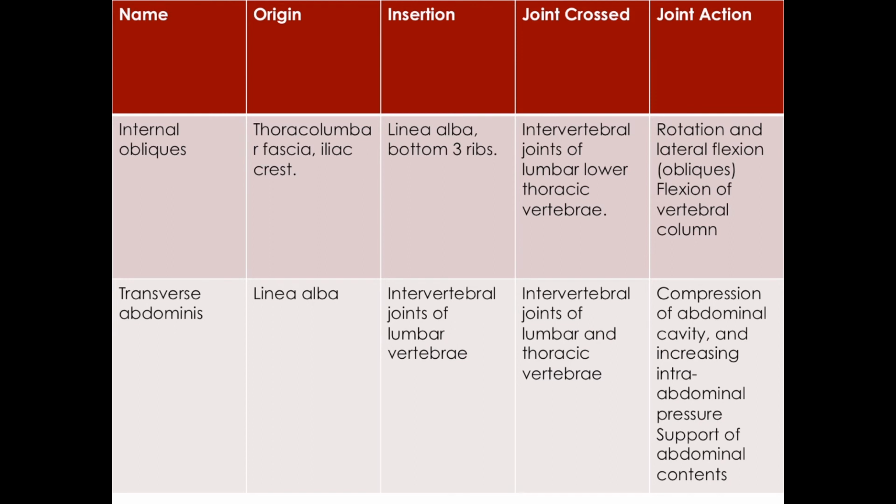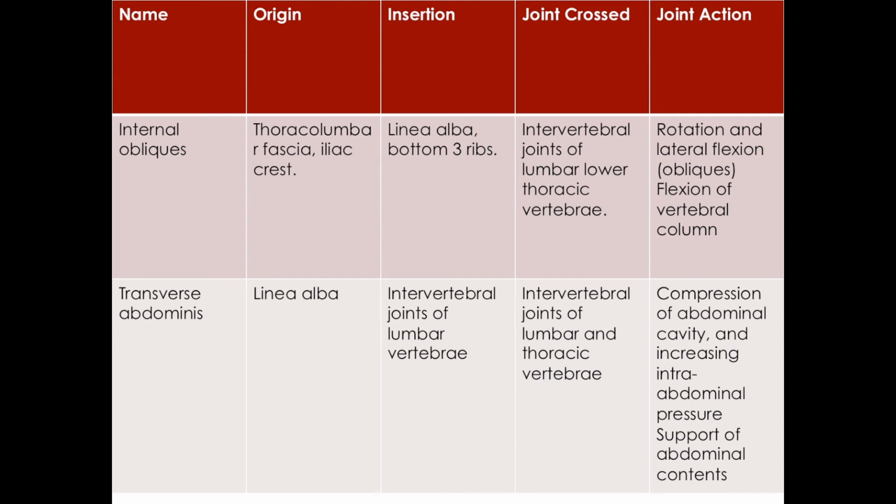The internal obliques originate within our thoracolumbar fascia, as well as on our iliac crest, and this muscle inserts onto the linea alba as well as the bottom 3 ribs. The joints crossed are our intervertebral joints of our lumbar and our thoracic vertebrae, and the joint actions are rotation, lateral flexion, as well as flexion of the vertebral column.